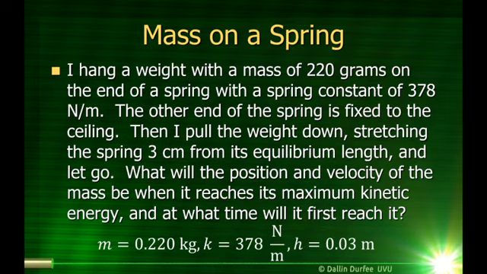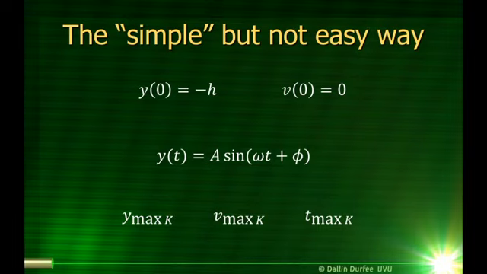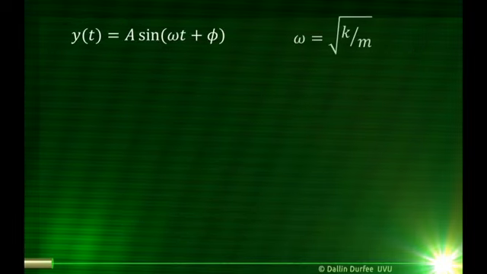Well, here's the, quote, simple but not easy way. Simple meaning straightforward, just plug things in, but it won't be as easy as if we were clever. So I know my initial conditions: at time t equals 0, y is negative h, and the velocity is 0. I take my generic form of the equation, and I'm going to find what A and phi need to be for my initial conditions. Once I have my equation for y, I can find what y is when I reach my maximum kinetic energy, what v is at that point, and at what time I first reach maximum kinetic energy.